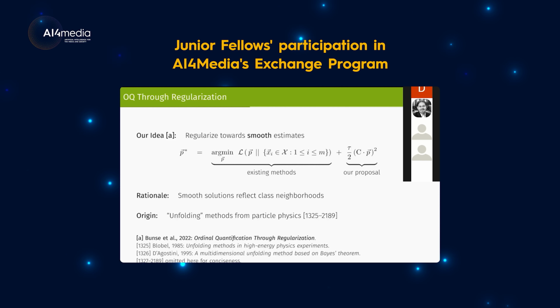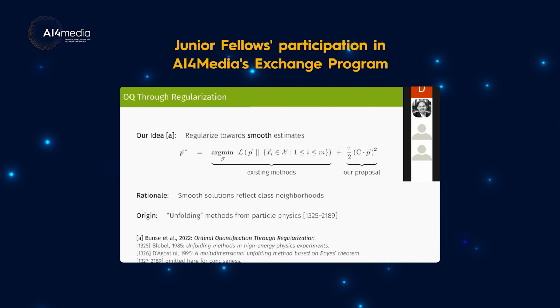This is a very natural assumption in ordinal classification in general, where you would assume that neighboring classes are similar to some degree. Here we make this assumption very precise in requiring that neighboring classes should be similar in terms of their class prevalences, in terms of their class probabilities. And in fact, this idea is not even new. This is something that physicists have proposed already in the 80s.